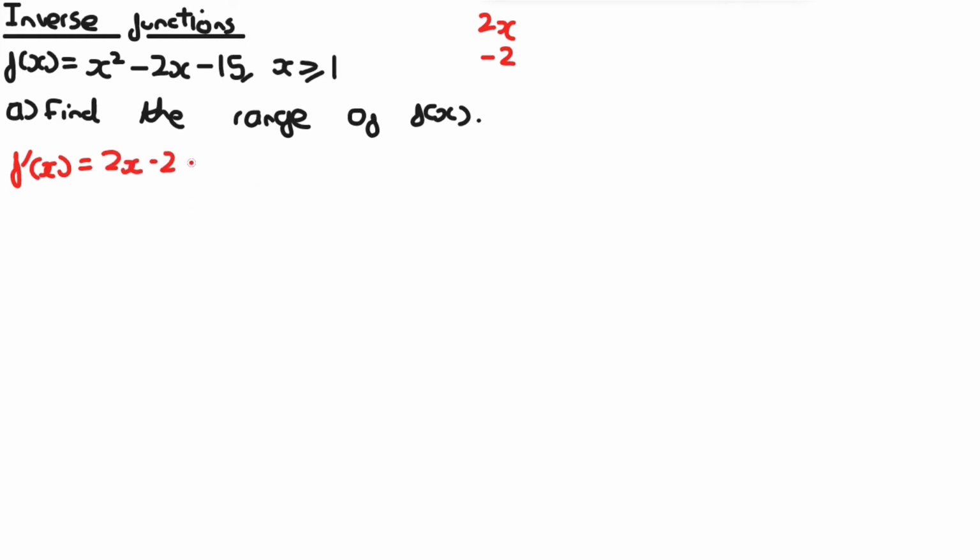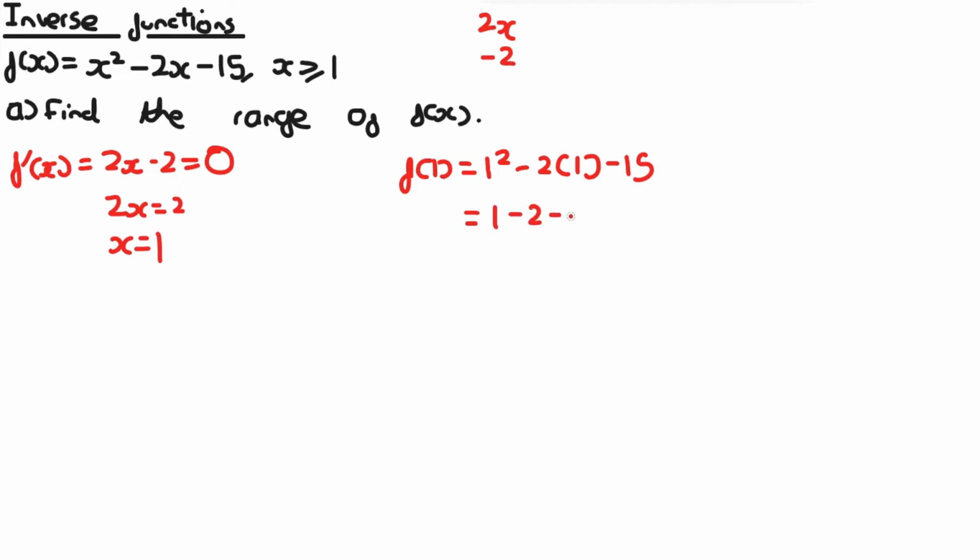And then to find a stationary point, you set this equal to 0. So 2x = 2, therefore x = 1. And this does lie in this domain because x can be bigger than or equal to 1. So this is the x coordinate of the minimum point. The y coordinate is just what we get when we sub 1 into this. So f(1) = 1 squared minus 2(1) minus 15, which is 1 - 2 - 15, which is 1 - 17, which is -16.